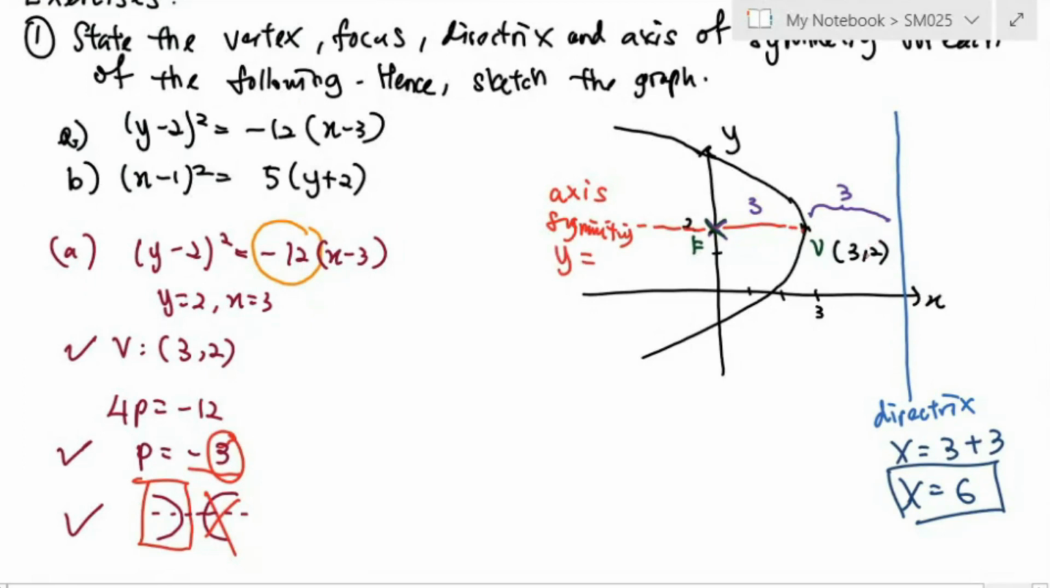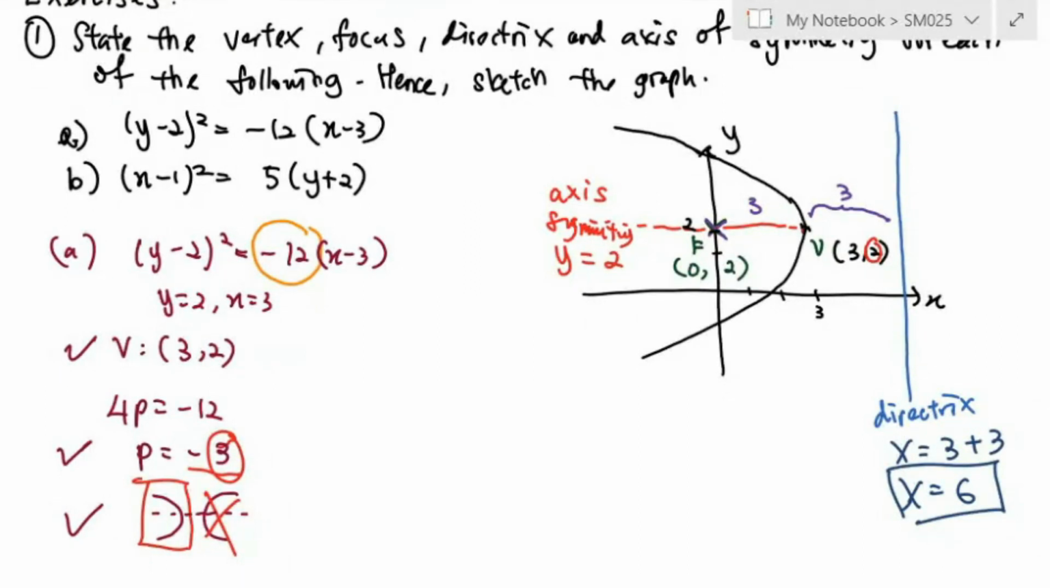Refer to your y, it will be 2. So what is your focal point? Your focal point will be 3. You move to the left 3 units, so it becomes 0. And then the y coordinate doesn't change. So that will be our complete drawing.